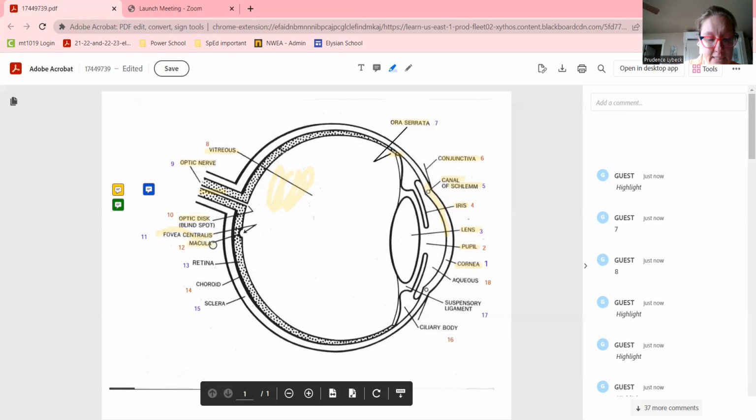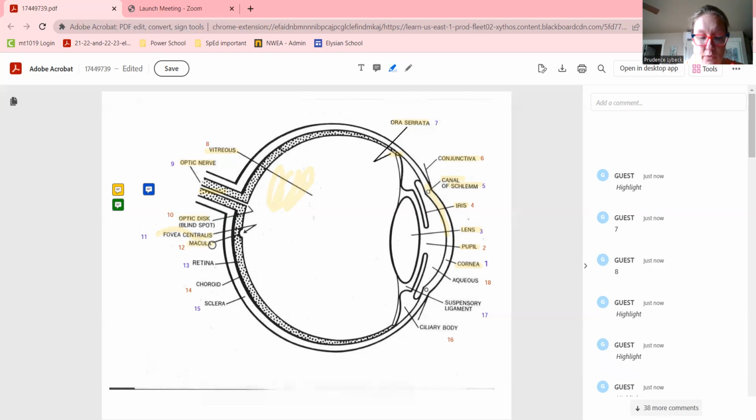Okay, then we have our macula, and that is number 12 on here. And it's that really small thinned out area of the retina consisting mostly of the cone photoreceptors of the cell, which provide that high visual acuity.